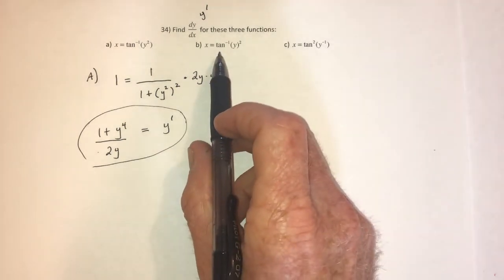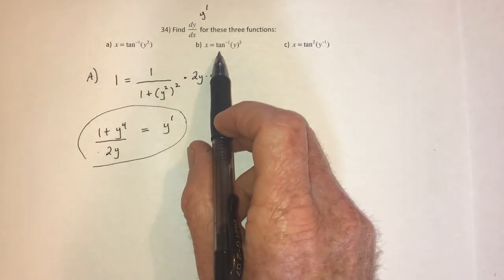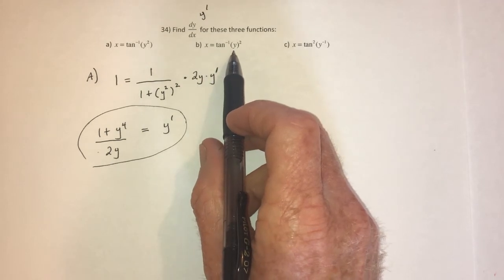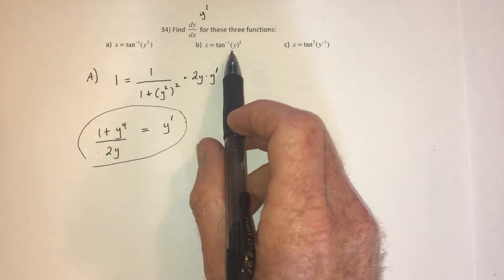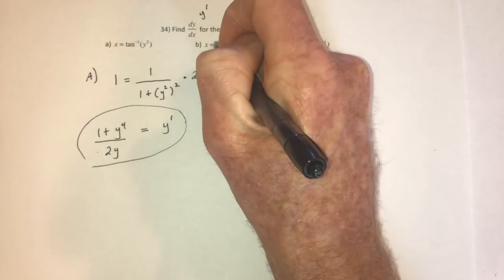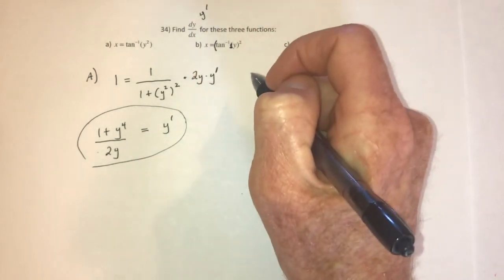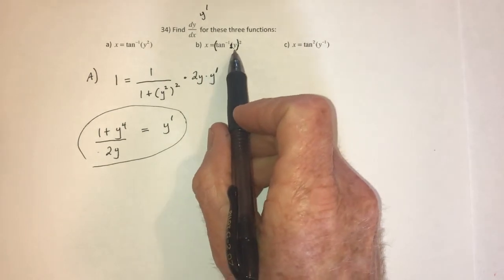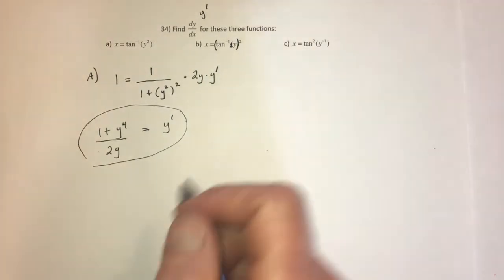And then for B. So for B, I made a typo. Sorry about that. This parenthesis is supposed to be right here. So it's supposed to be like this. Tangent inverse of y, and then the whole thing is squared.